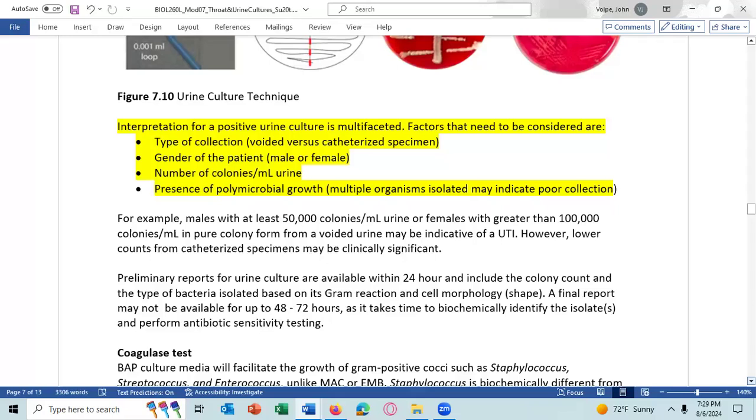And then the number of colonies per mil of urine, the presence of microbial growth. If there are multiple organisms isolated from the UTI, then that could be indicative of a poor collection technique. Males have around 500 colonies per mil of urine. Females are greater with around 100,000 colonies per mil.